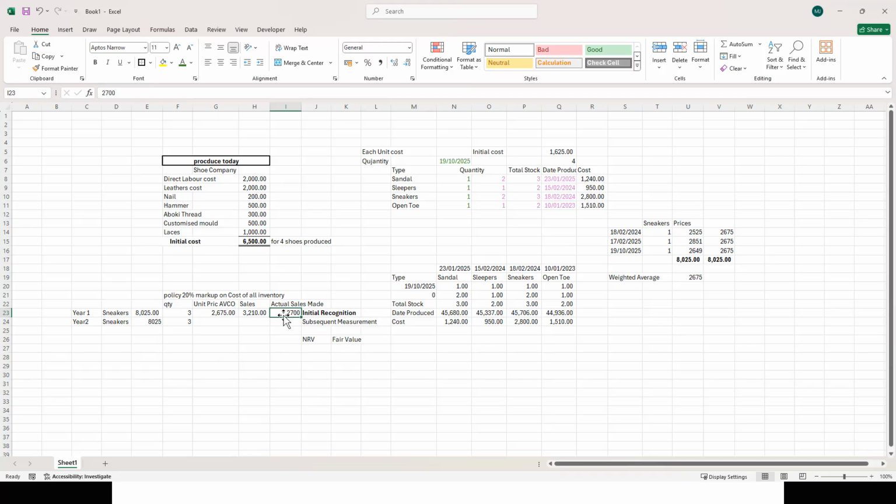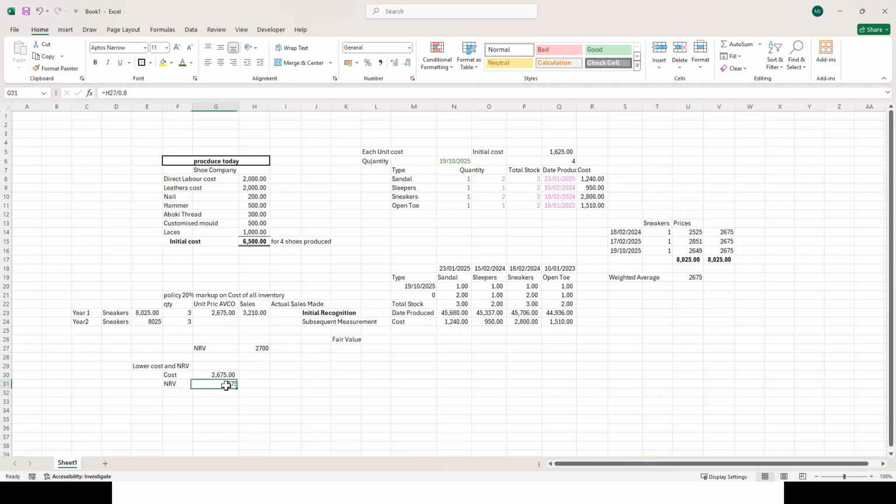And when it's 27, I'll come and say, okay, NRV is 27. Then what does IAS 2 say? IAS 2 says lower of what? Lower of cost and net realizable value. Now, what is our cost? Our cost is 2675. What is our net realizable value? NRV is 2700, right? Divided by 0.8.